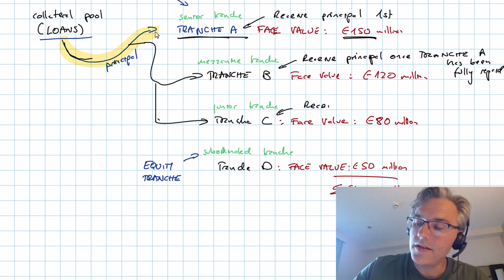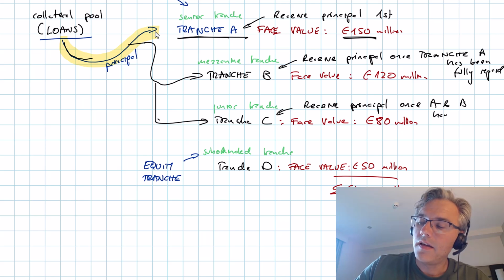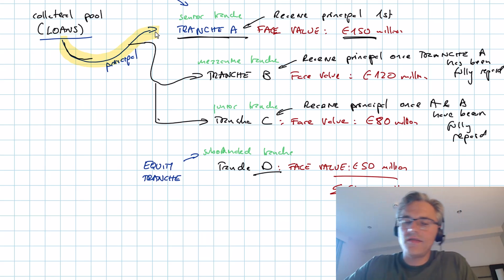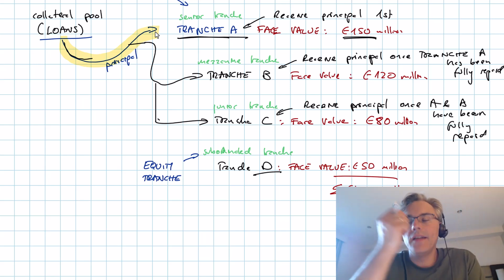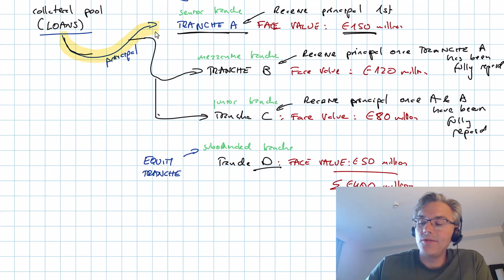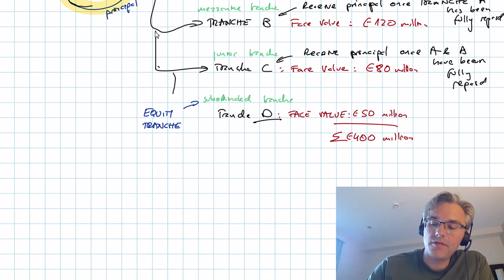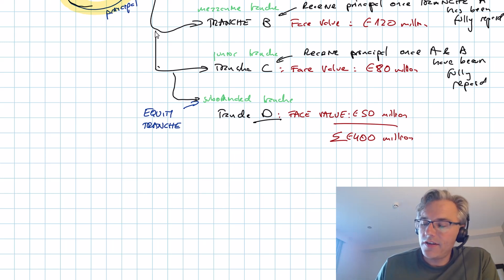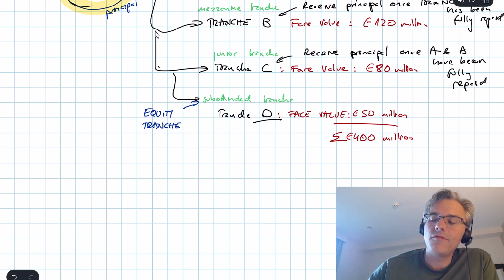So these guys receive principal, but only once A and B have been fully repaid. And if you're a tranche D investor, you're only going to get money in the form of principal payments, which is a return of capital, once everybody above you has been repaid. So the tranche D investors really do take the highest risk.